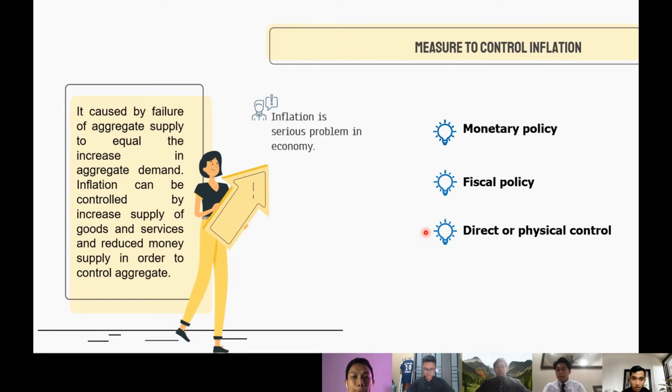The government increases the contribution to the Employees Provident Fund, EPF, or the bankers would be increasing the rates for saving. And the third one is price tagging. Every product in the market needs to be labelled to prevent producers from overcharging consumers. I think that's all for direct or physical control.